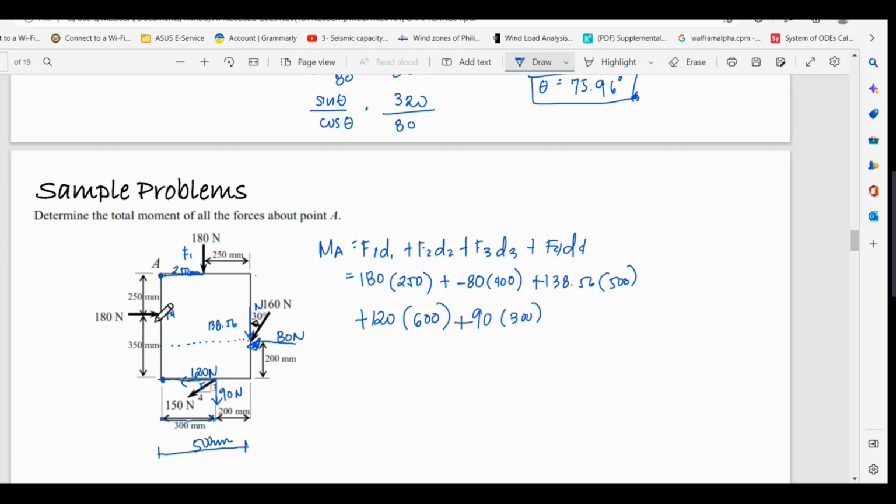Proceed to F4. This is our F4, 180 Newton. What is the moment arm? What is the distance? This is the perpendicular distance, and that is 250. When we push the stick, it will create a counterclockwise direction, so the 250 millimeters rotates in a counterclockwise direction. So that's minus.